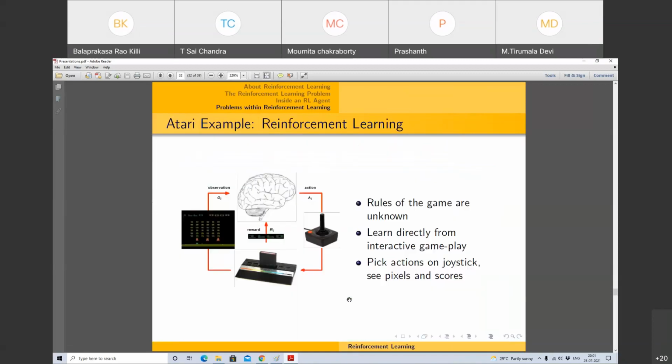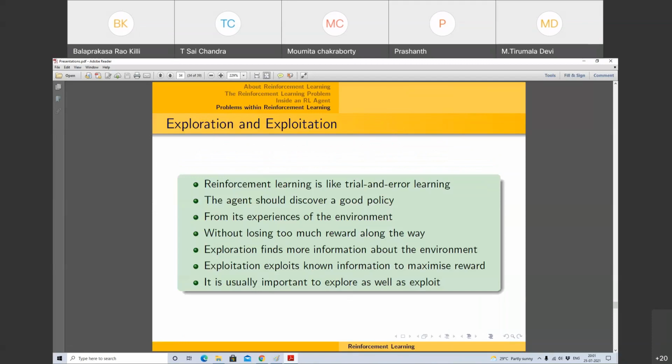Any questions here? Planning and reinforcement learning? Or any other ideas? Any questions so far?